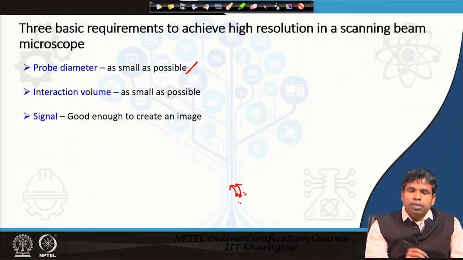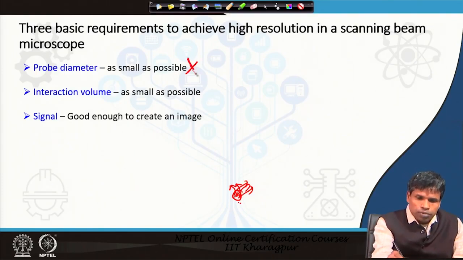So, the electron beam falling on the specimen should be as small as possible. If the electron beam falls on a bigger area, then information will come from that whole area. We would not be able to know that the signal is coming from two small particles or small objects. First, it should be as small as possible.